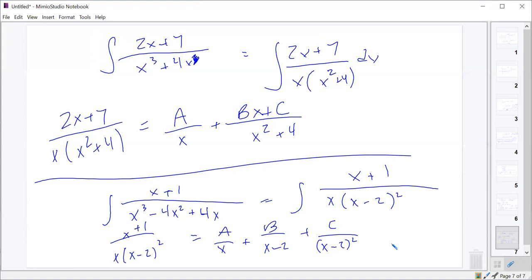Same thing would happen if this was an (x squared + 4) squared. Well, I'd have (Bx + C) over (x squared + 4), and then I'd have (Dx + E) over (x squared + 4) for the second one. So anytime you have repeated irreducible factors, you just have to put a term for each power of it. Good or no?